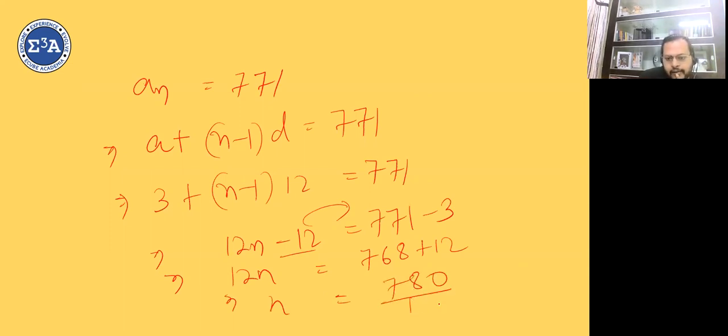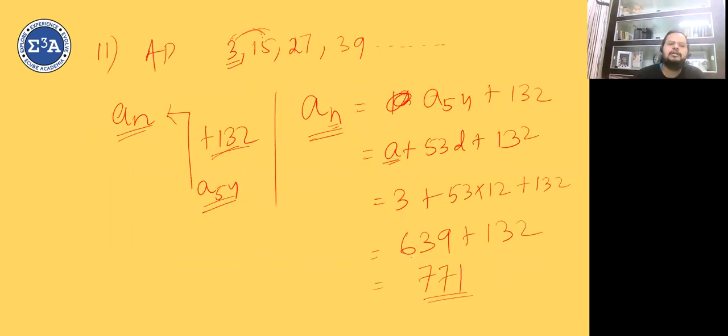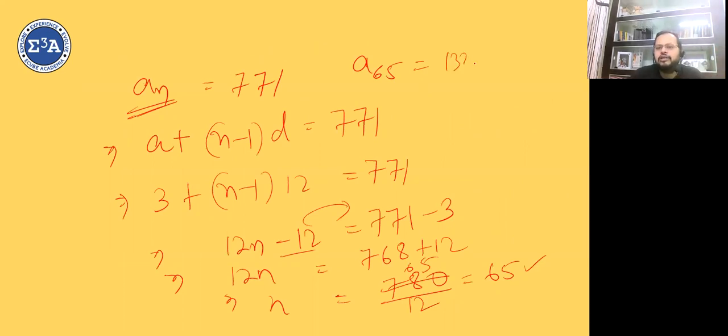780 by 12. 6 times 12 is 72, so 65. This is the 65th term. A65 is the term asked in the question, 132 more than A54. I hope that makes sense.